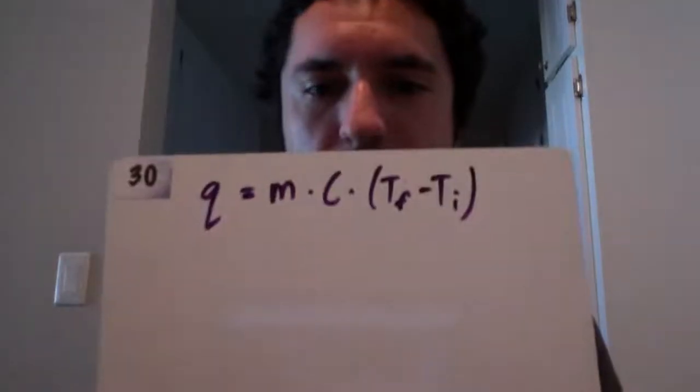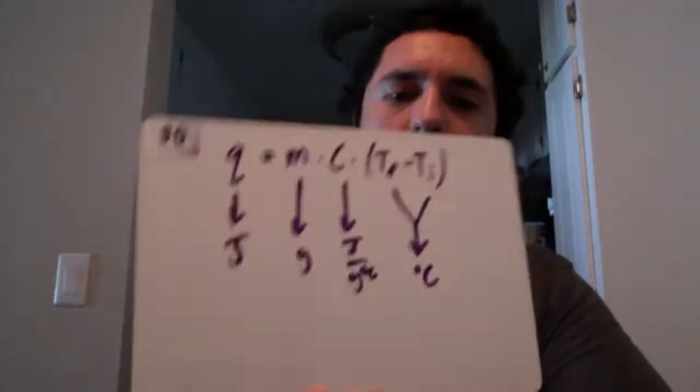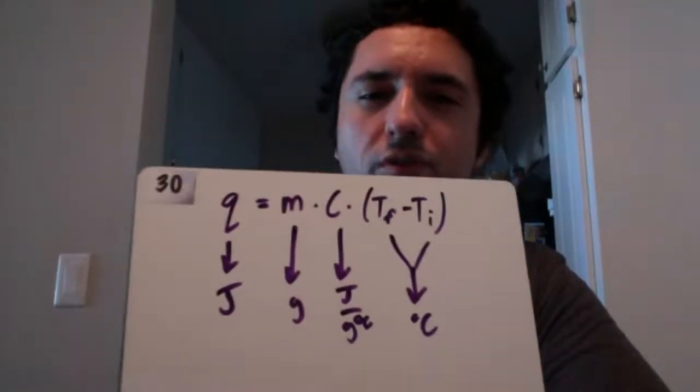Yeah, the quiz is really just going to be about the heat equation. So this kind of thing right here. Where that's measured in joules, that's measured in grams, this is measured in joules per gram degrees Celsius. This is measured in degrees Celsius. So just showing the units below.